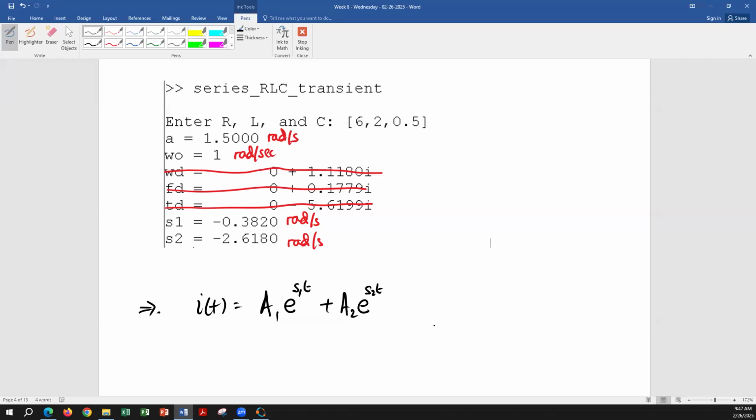And the larger the time constant means it's going to take longer to decay. To get to the 36% of the peak value, it's going to take a longer amount of time.